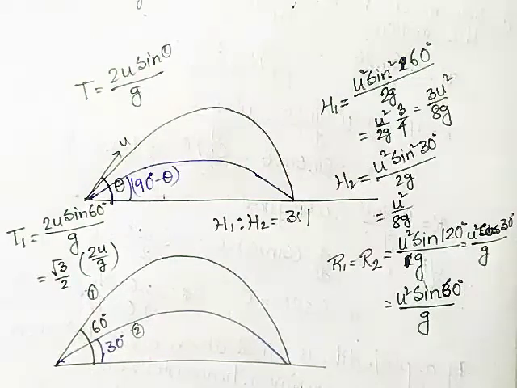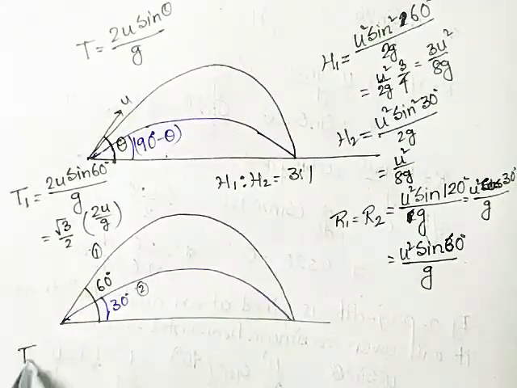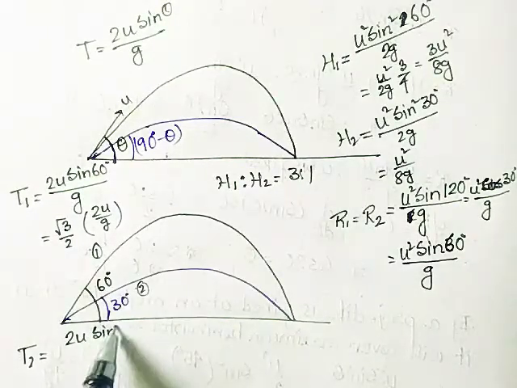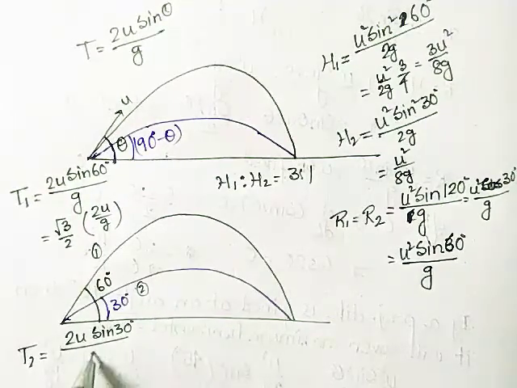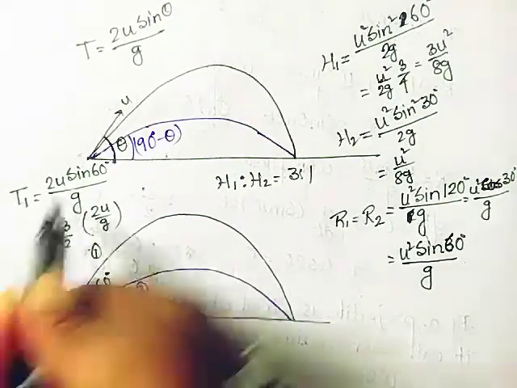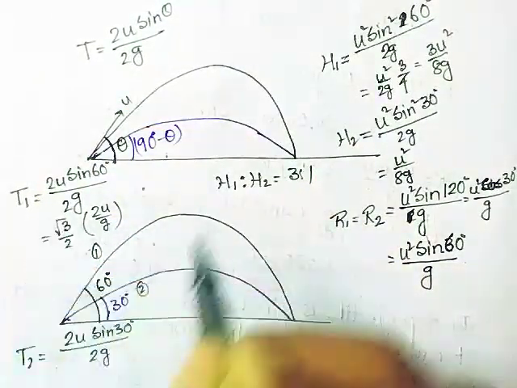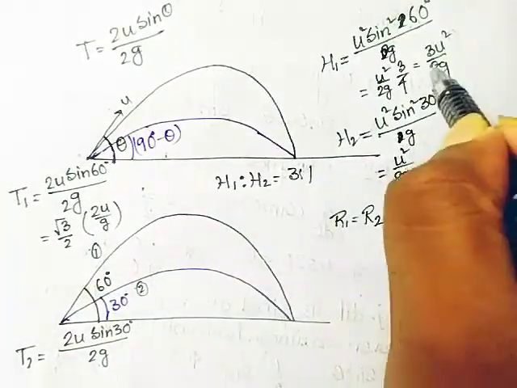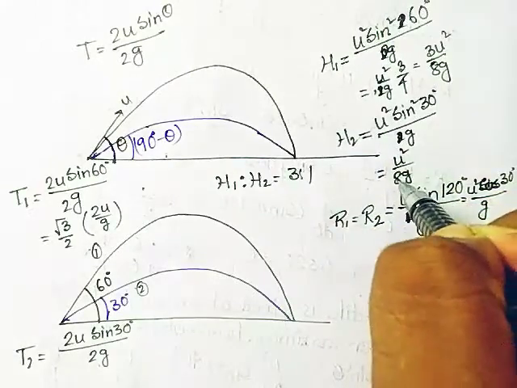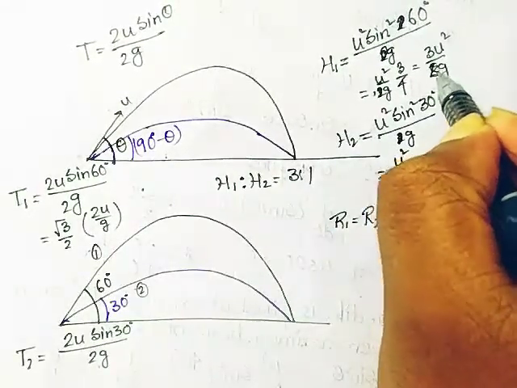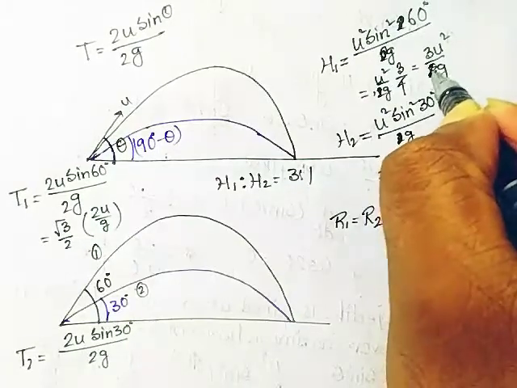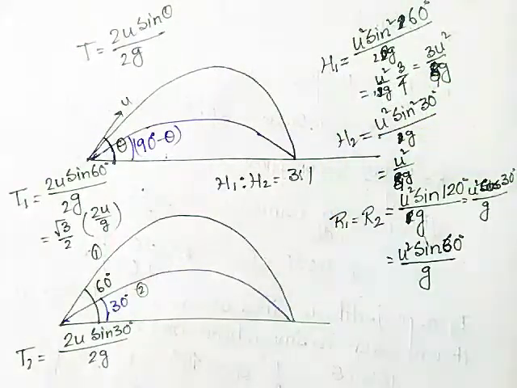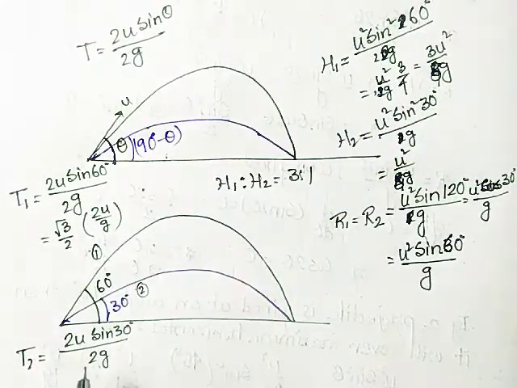In the second case, when it is thrown at an angle 30 degree, at that time the t2, if I calculate, then it will be 2u sine 30 degree divided by g. Sorry, in the height there is no 2 here, it will be 8g. It is my mistake. Whatever I have written is completely correct, I just messed up. So it is 2u sine 30 degree.